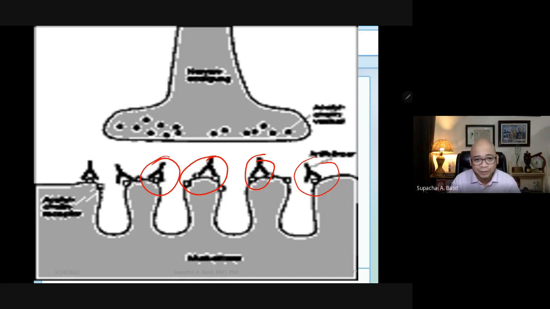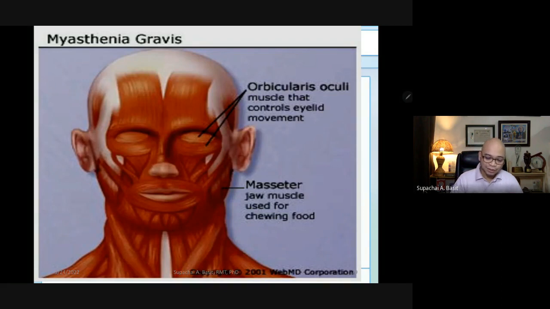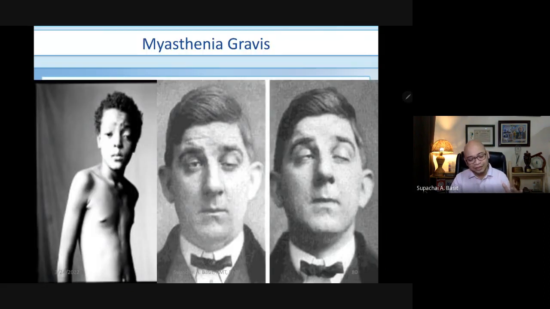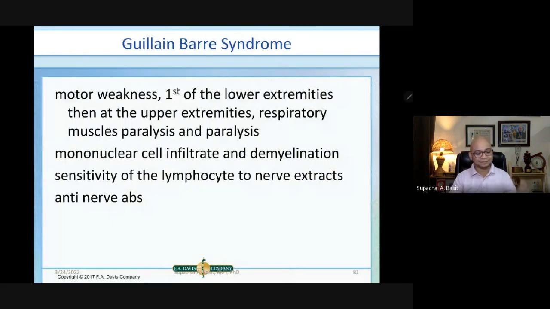So acetylcholine, by the way, is a neurotransmitter that is important for skeletal muscle contraction. And so myasthenia gravis is characterized by involvement of the orbicularis oculi muscle that controls eyelid movement. So there's drooping of the muscle, and the masseter muscle is also affected. This one is being used to chew food. Yeah, so the drooping of the eye muscle, and the patients cannot really stand because of the muscle weakness.